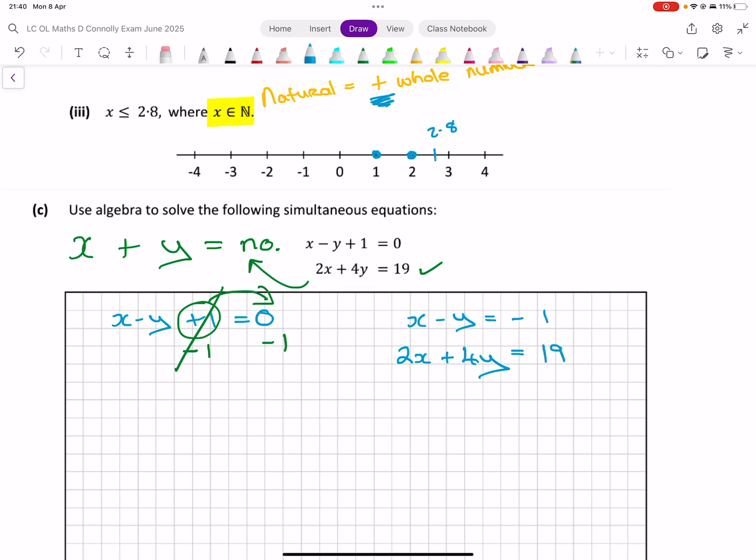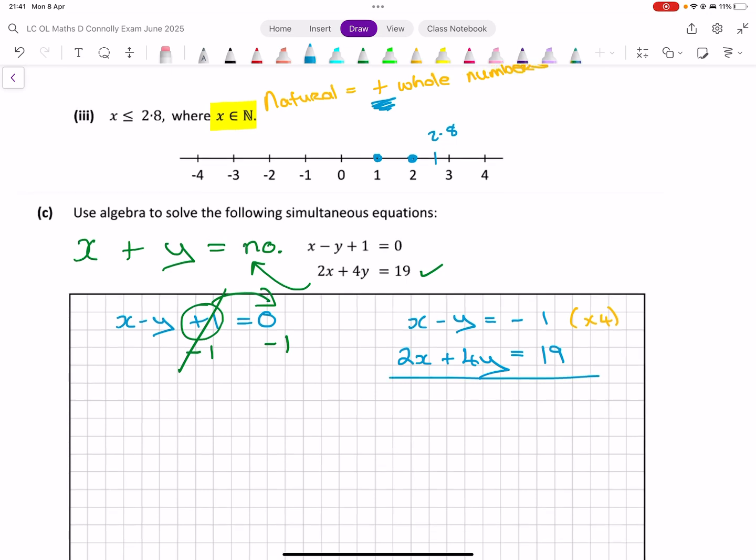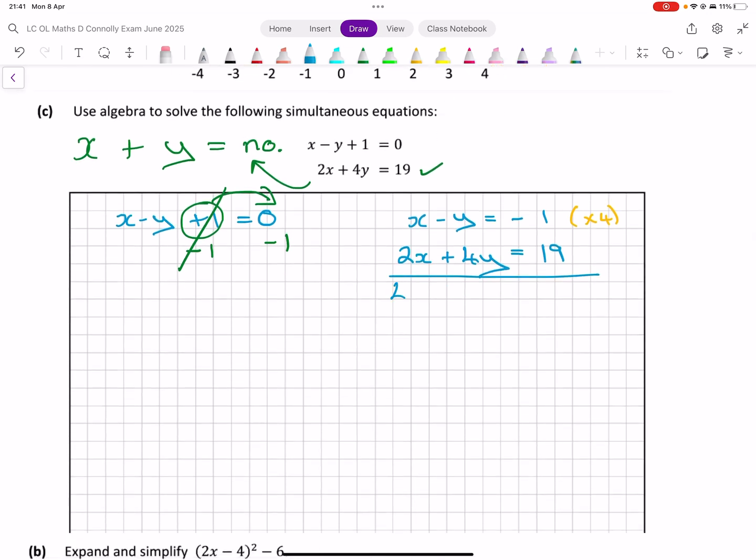So we start by cancelling the y's. To cancel the y's, I need to multiply the top line by 4. So that gives me 4x minus 4y equals minus 4. And the bottom line is unchanged. 2x plus 4y equals 19.